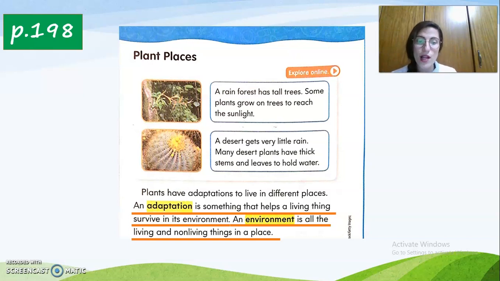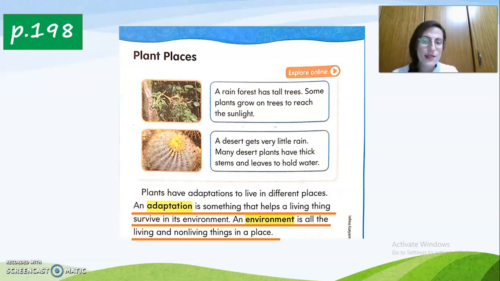Okay? Such as what? Such as a school. What are the living things in a school? Excellent, correct. The students and the teachers. What are the non-living things in a school? They are the chairs and the tables and the playground and the walls. Excellent. So, it is an environment because it has living and non-living things in the same place.